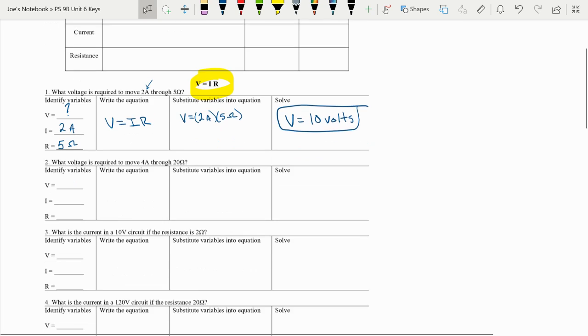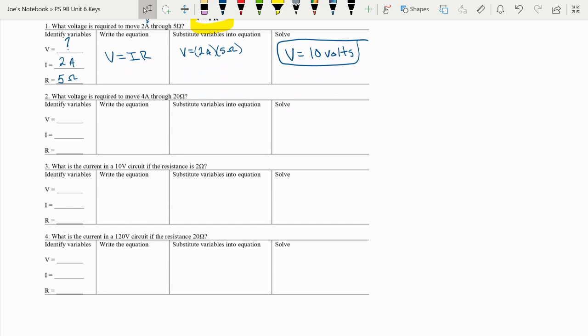All right, our next question. Same idea. We are looking for voltage. We are given 4 amps, so that is where our I variable comes in, and 20 ohms is our resistance. We can use V equals IR again, and now substitute our variables. V is still V. I is replaced by 4 amps, multiplied by our resistance of 20 ohms. And 4 times 20 is equal to 80 volts.